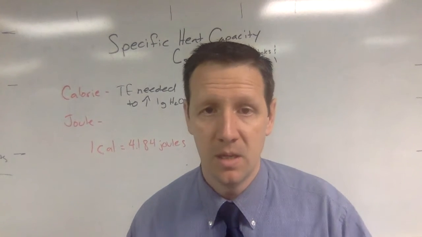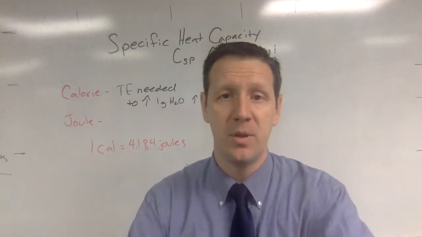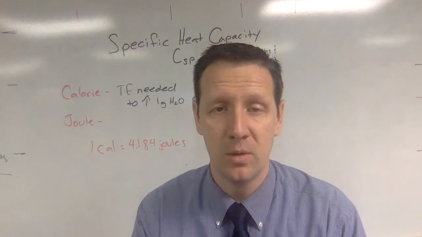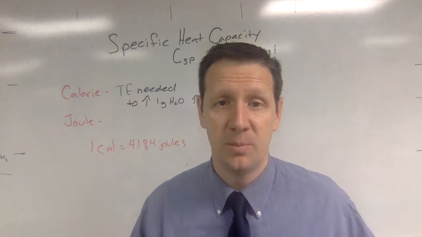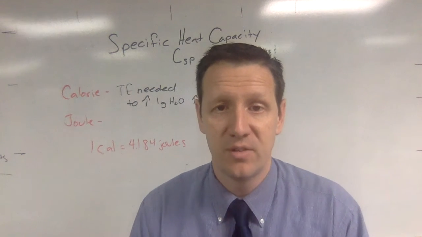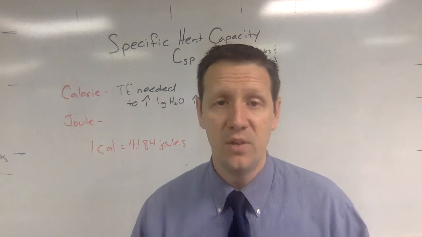So think about a piece of aluminum foil. If you've ever used a piece of aluminum foil around the outside of a baked potato, and you've baked it in the oven, the potato gets to 350 degrees. The aluminum foil on the outside gets to 350 degrees. You take the aluminum foil off and let it sit for 10 seconds.